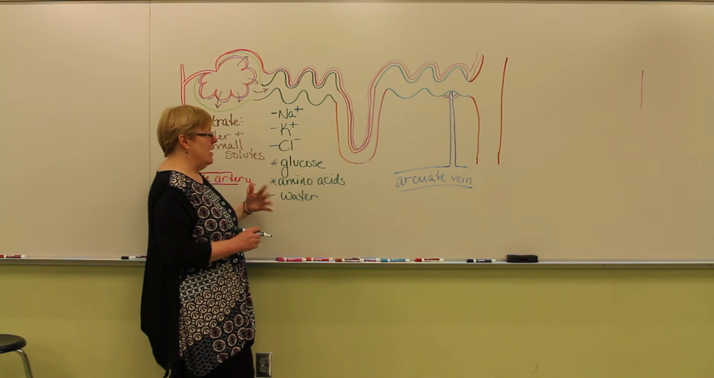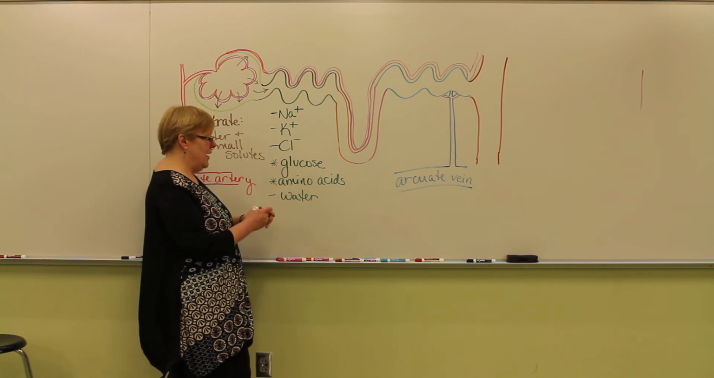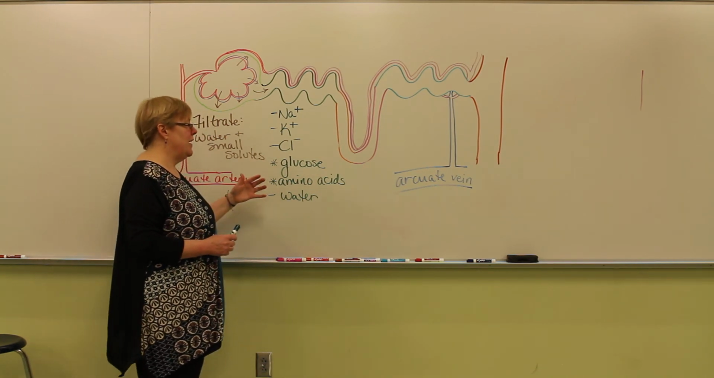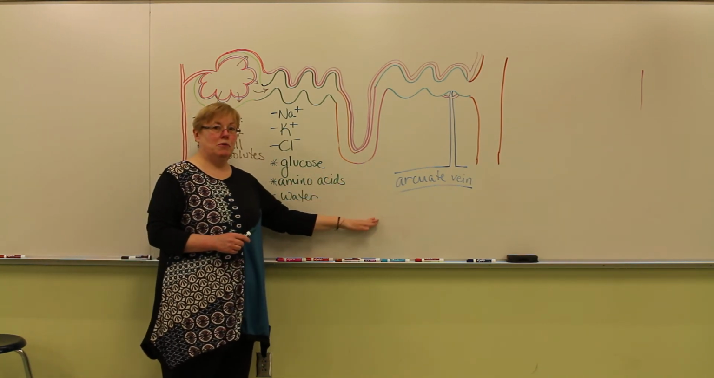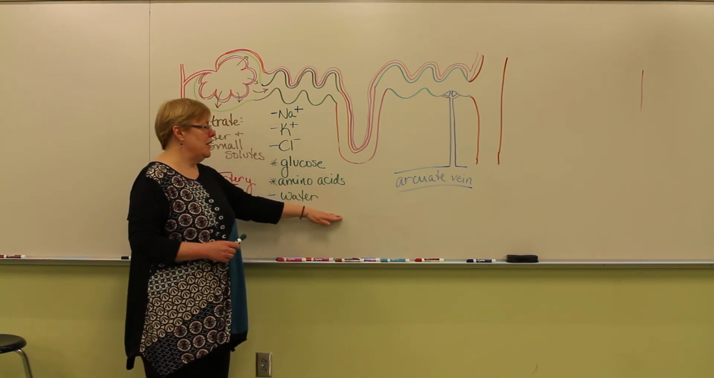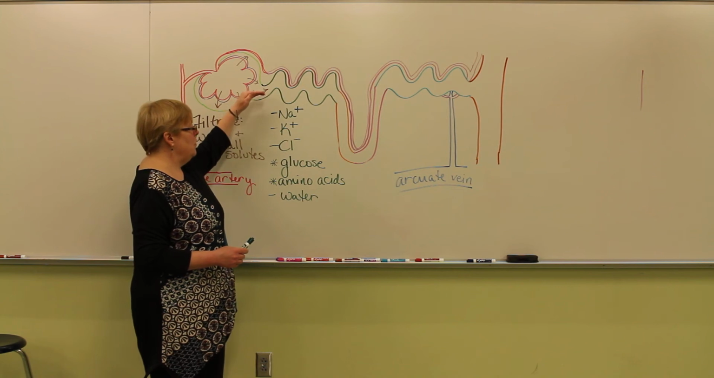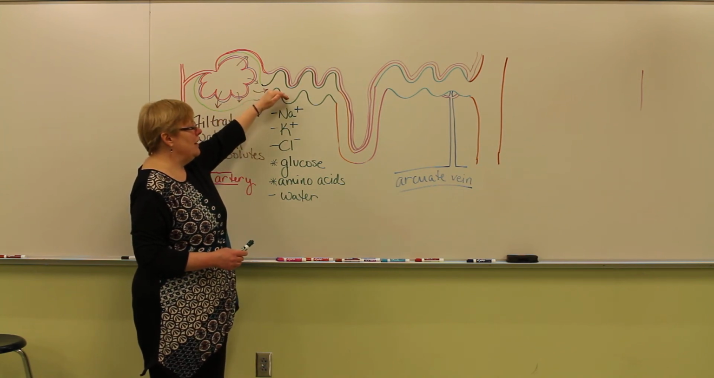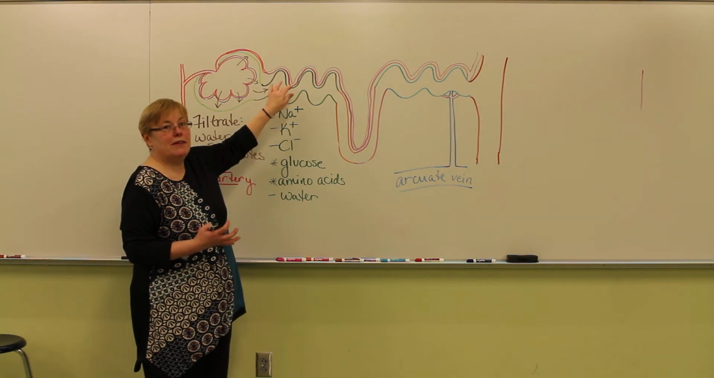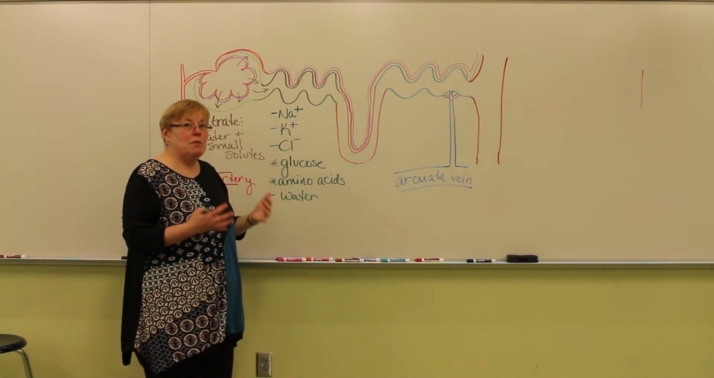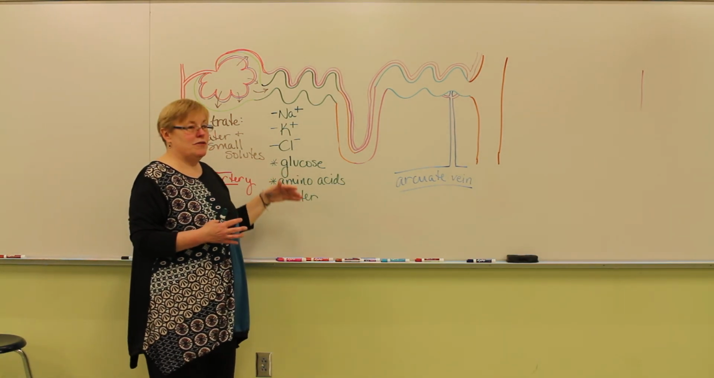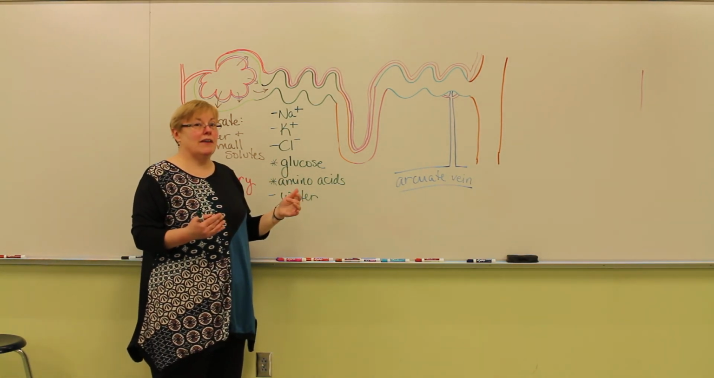However, if you have a patient who has unregulated diabetes, one of the signs of unregulated diabetes is that glucose will appear in the urine. The reason the glucose is appearing in the urine is because the amount of glucose in the filtrate is exceeding the capability of the PCT to reabsorb the glucose from the filtrate. And that is referred to as exceeding the transport maximum.